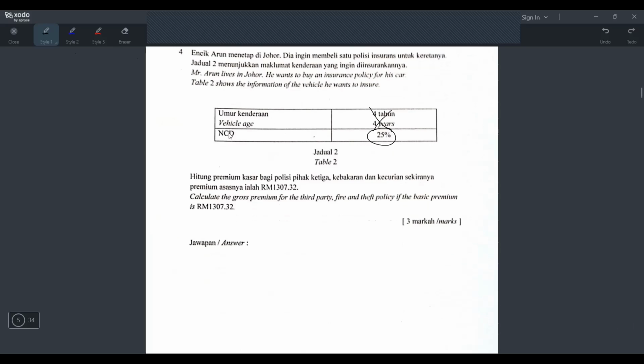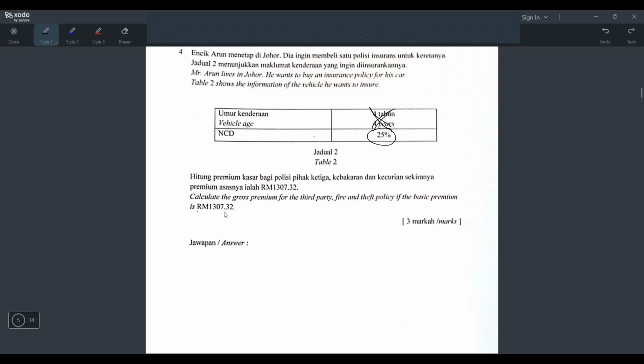Okay, the NCD is important for you to find the premium kasar, the gross premium. We always use NCD to find premium kasar. The vehicle age, we always cross out. If you look at all my trial state paper videos, whenever I do motor insurance, the vehicle age I always potong because tak guna.